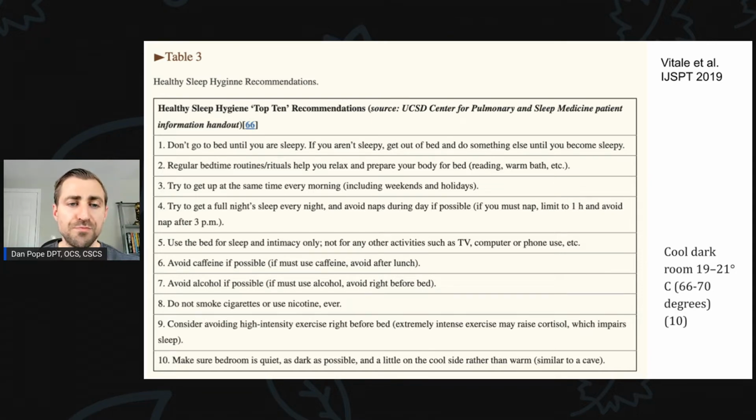Number 4, try to get a full night's sleep every night and avoid naps during the day if possible. If you must nap, limit it to 1 hour and avoid a nap after 3 p.m. The reason is that if you take naps throughout the day, that can actually make it more challenging to fall asleep at nighttime and reduce the quality of sleep when you do fall asleep.